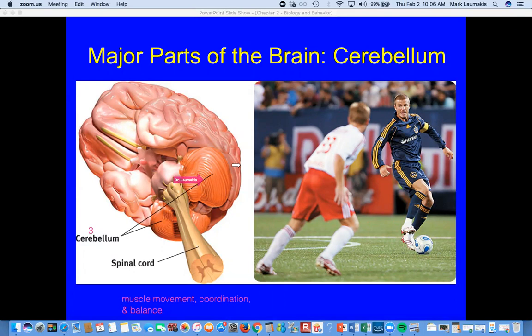That's a pretty dated picture. I'm going to have to come up with something new because he hasn't played for the Galaxy at all.